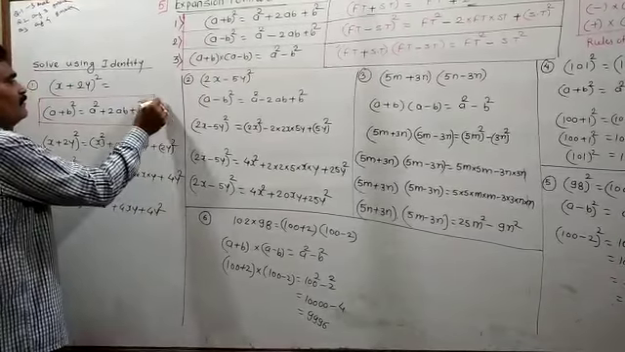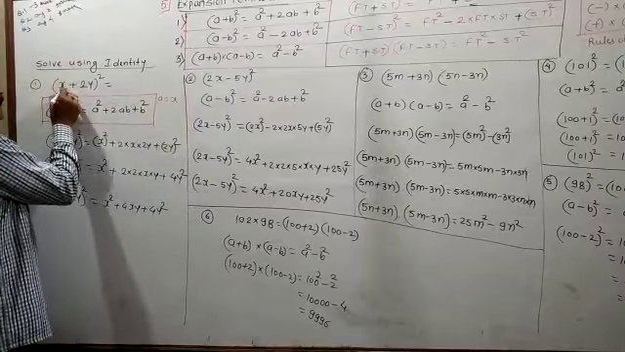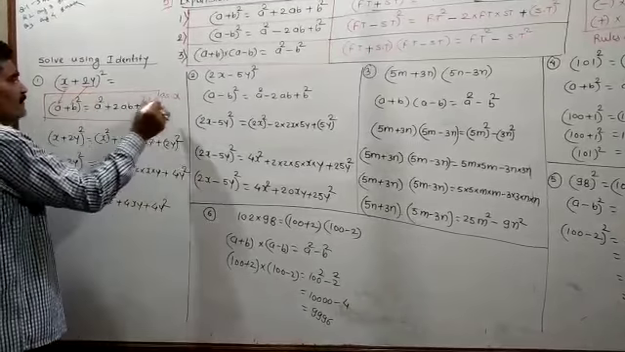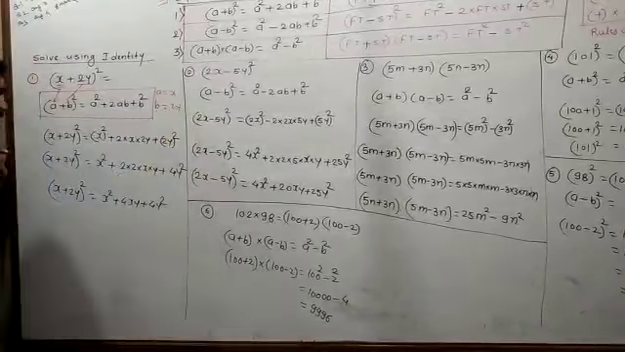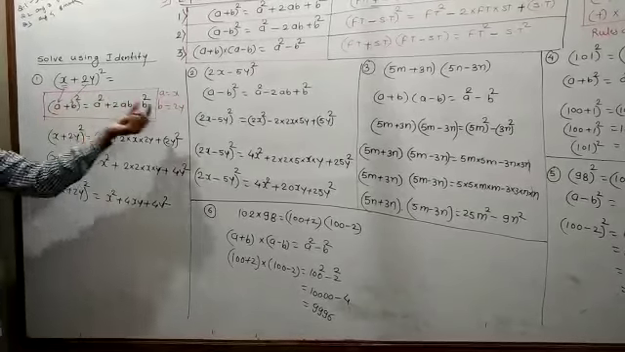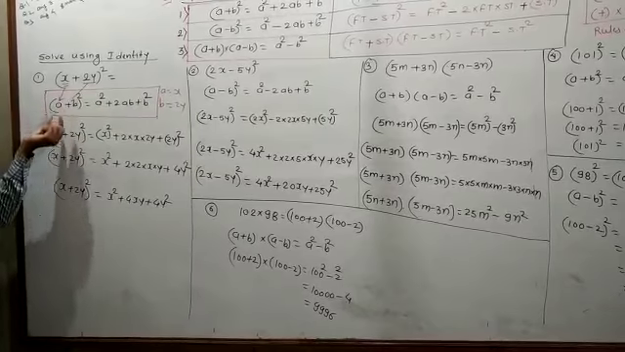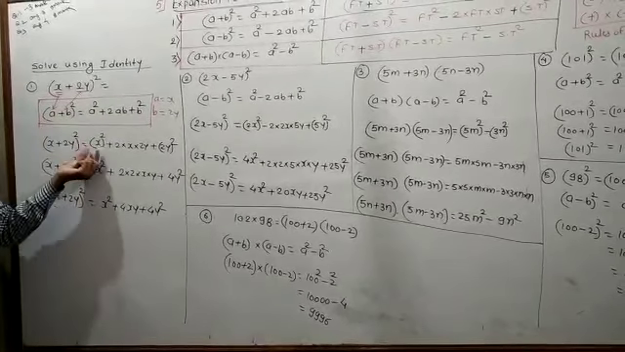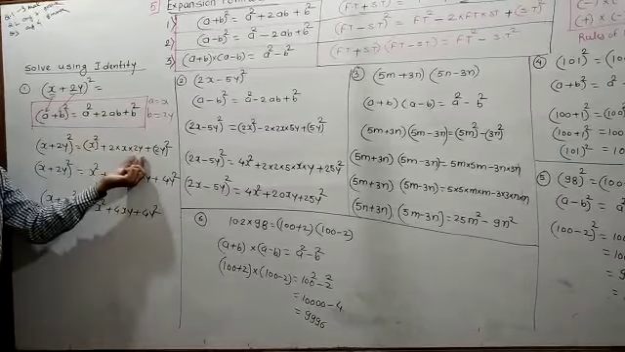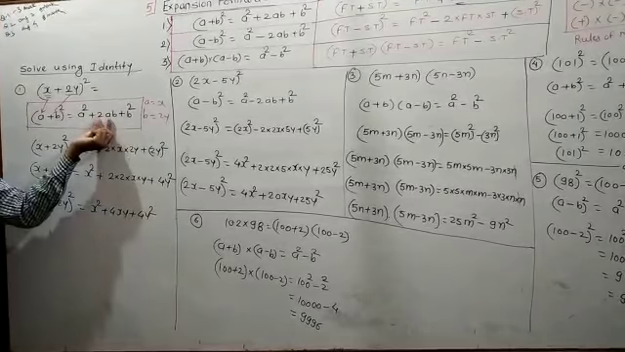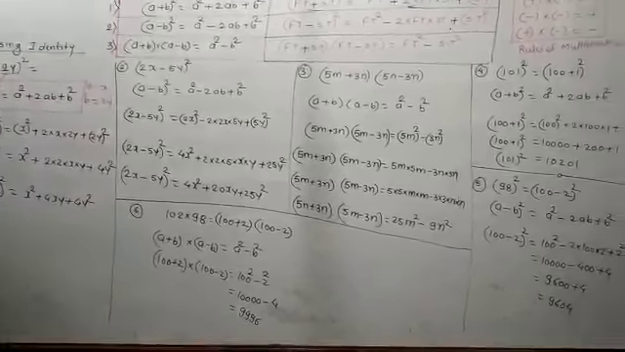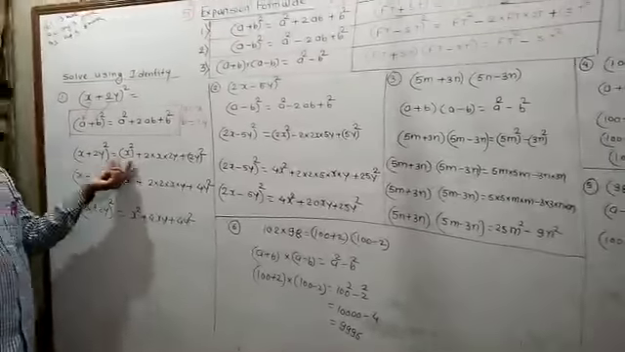Here a is equal to x, and b is equal to 2y. So you have to put the value of a as x and b as 2y. So (x + 2y) square is equal to a square, meaning x square, plus 2 into a, meaning x, multiplied by b, meaning 2y, that is 2ab, plus b square, which is (2y) square. Then you have to do the square.